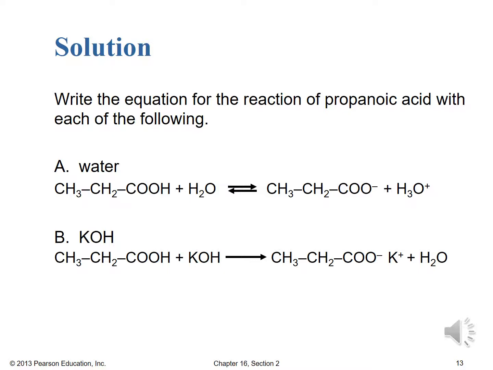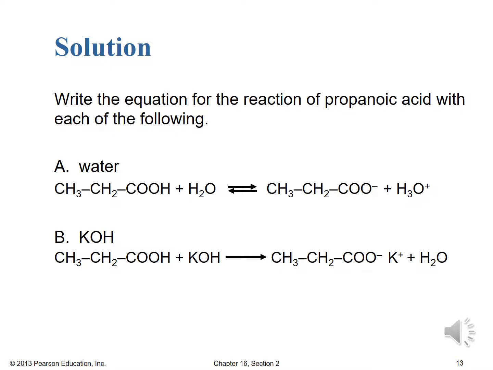For B, if we're going to have a strong base like potassium hydroxide, now we fully deprotonate to make the carboxylate salt, potassium propanoate, plus neutral water. So there we have those reaction equations. Hopefully they're exactly what you came up with.